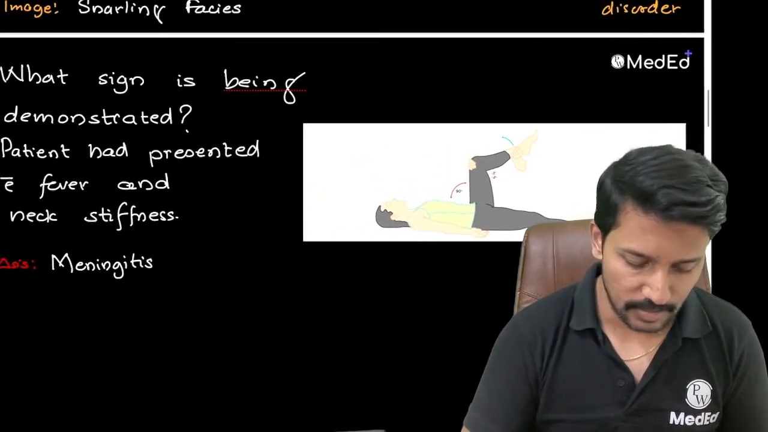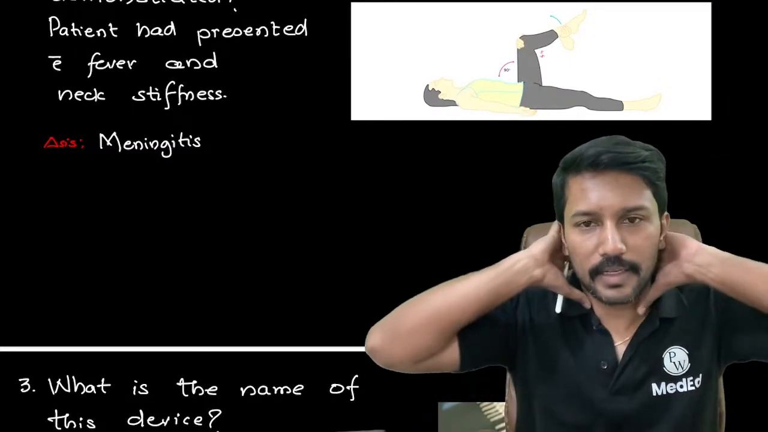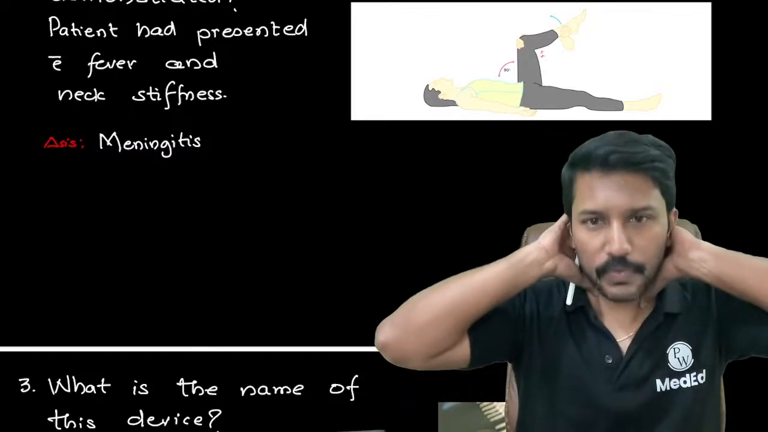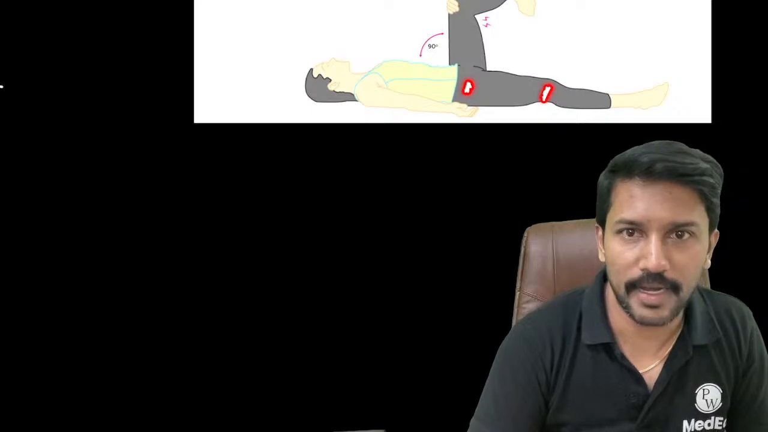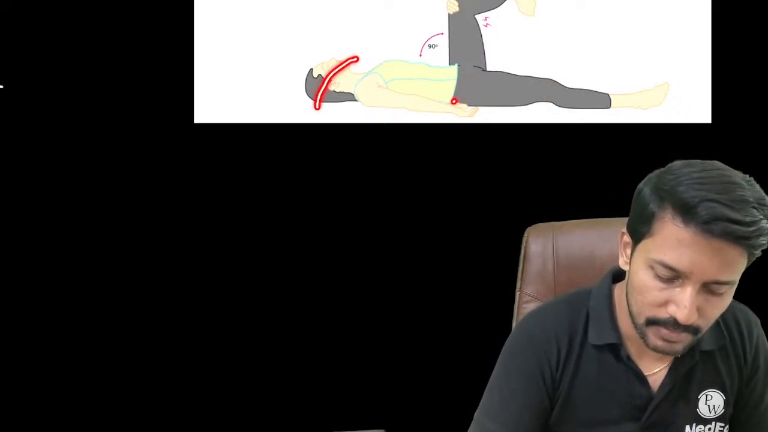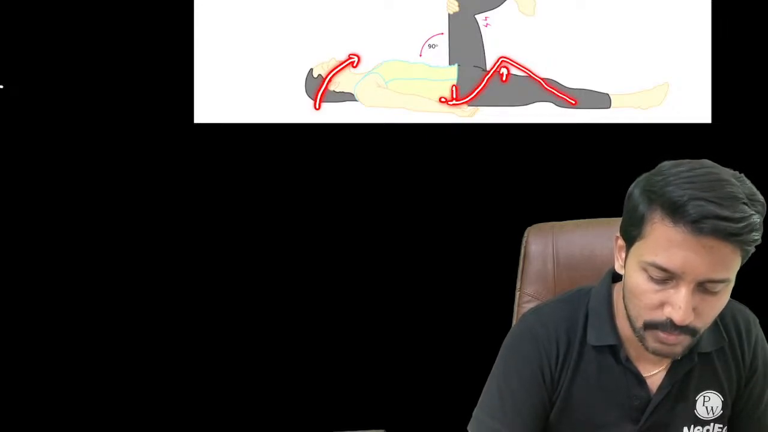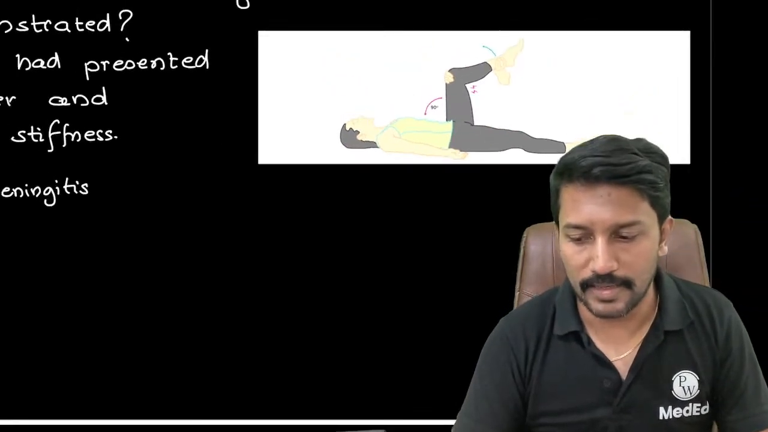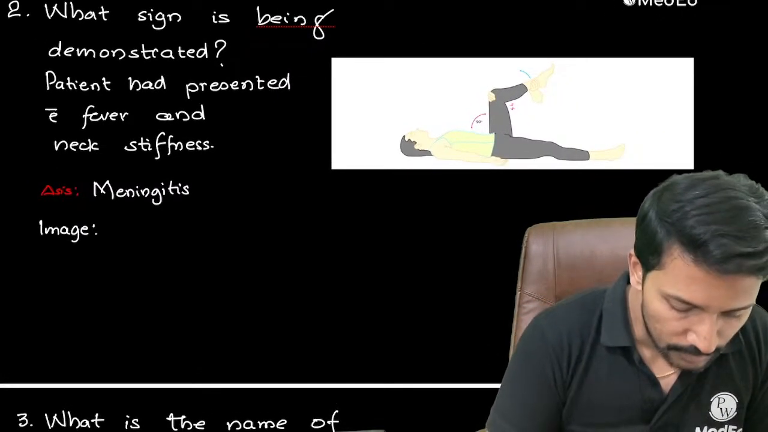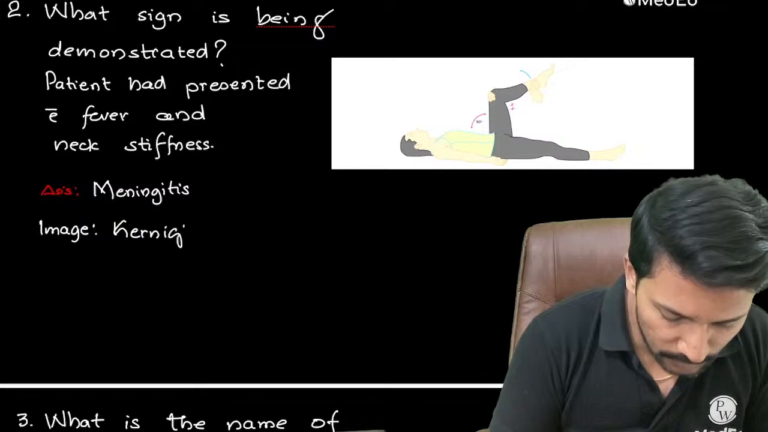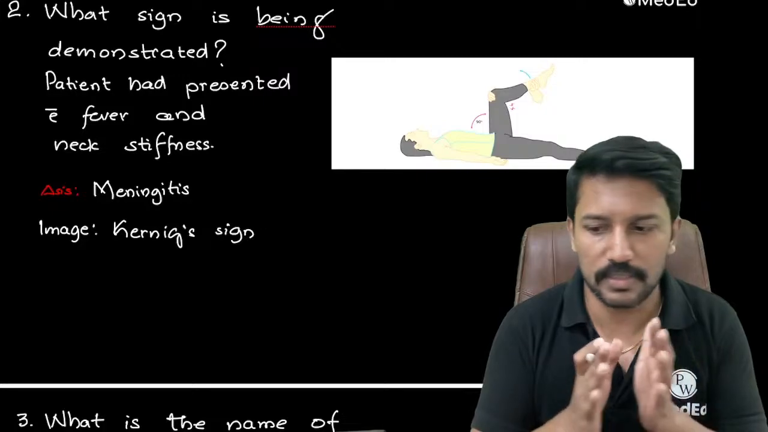So this sign is Kernig sign. In Brudzinski sign, we ask the patient to lie down flat, and then we suddenly flex the neck. On flexing the neck, there will be flexion at the hip joint and flexion at the knee joint. So if I suddenly flex the neck, the hip will get flexed and the knee will get flexed. That is what we call the Brudzinski sign. The image here is showing Kernig sign. Similarly, they can give you an image-based question on the Brudzinski sign also.